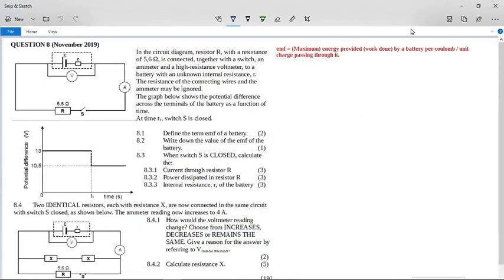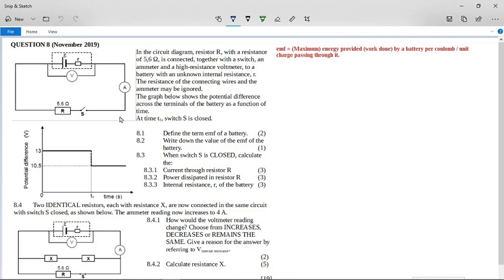Okay, let's look at this November 2019 question on internal resistance. It says to you, in the circuit diagram, resistor R with a resistance of 5.6 ohms is connected together with a switch, an ammeter, and a high resistance voltmeter to a battery with an unknown internal resistance, little r. The resistance of the connecting wires and the ammeter may be ignored.